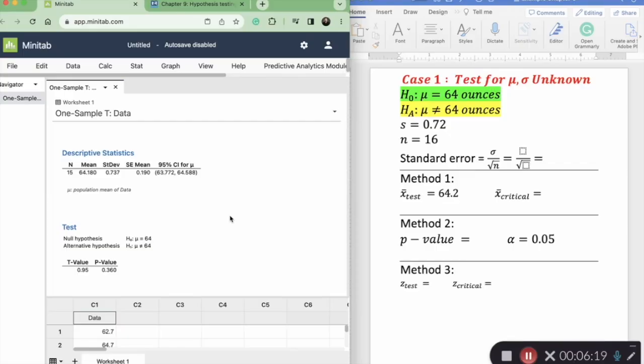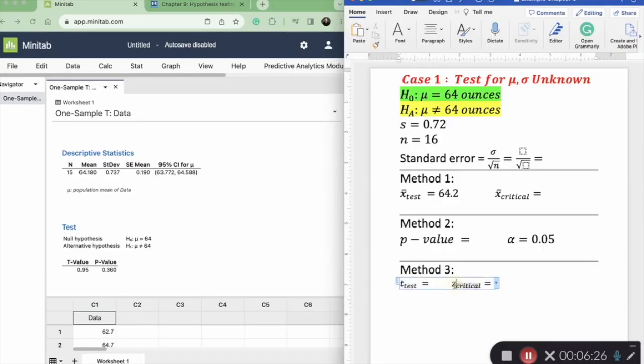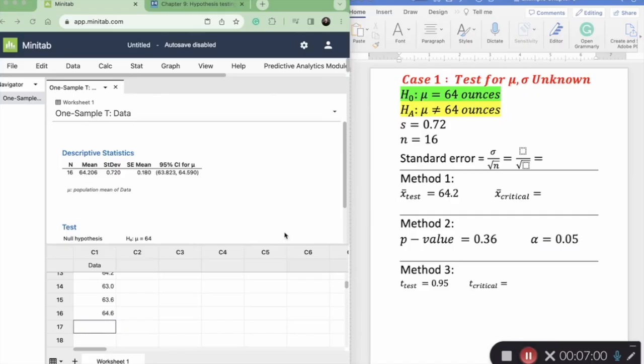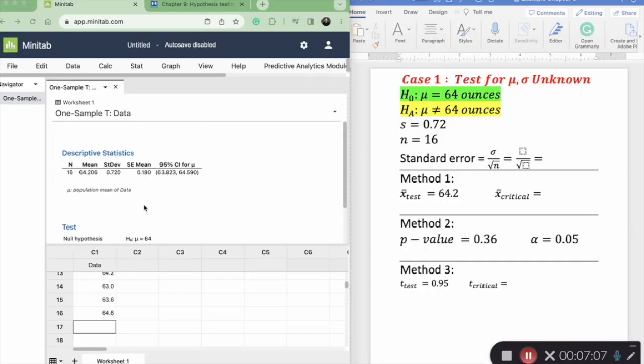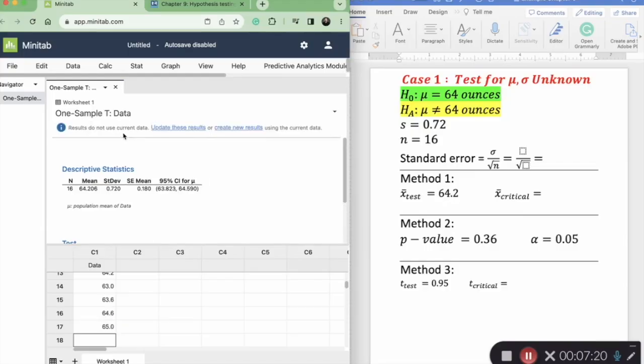So what is the t value? Now we don't have the z here, we have the t test. What is the P value? 0.36, right? Okay, I just updated the data. I had a mistake in one of the data points. The nice thing about Minitab is that if you update your data, you can update the result without redoing everything. For example, if you add, let's say, 65 here, then it asks whether to update these results or create new results. If you click on update, then it will be updated.